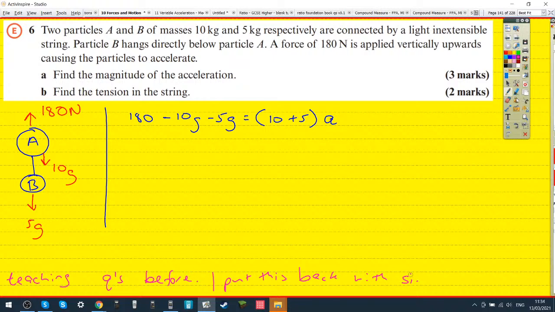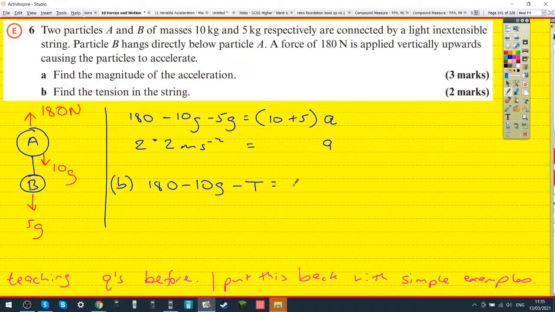Okay, and B? Would it just be 33 minus T? How'd you get 33? That was from doing 180 minus 10g minus 5g. To find the tension in the string, you would have to isolate one particle. Oh yeah. So you could use A, so you do 180 minus 10g minus T equals MA, which is 10 times 2.2. And you'd put it in the calculator, get the answer.